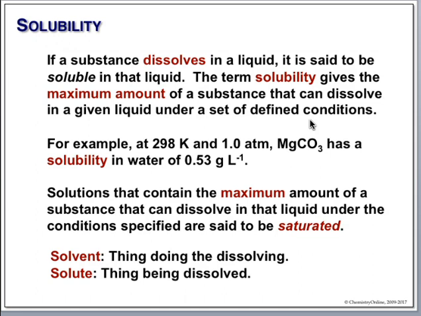Solubility quantitatively can give the maximum amount of the substance that can dissolve under a set of conditions. If we had magnesium carbonate, for example, at room temperature, 1 atmosphere pressure, so just like today, sort of, we could dissolve 0.53 grams of magnesium carbonate in a liter of water. That is defined as its solubility, the maximum amount under a given set of conditions.